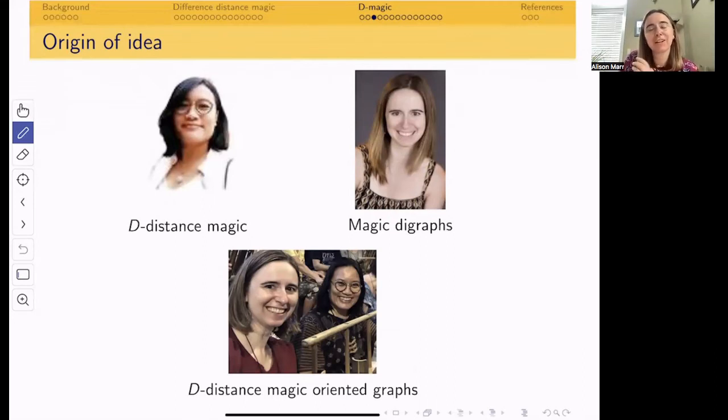And so, I had a sabbatical in spring of 2020. I went over to Indonesia in January and February of 2020 and did some work with Rino on combining our two passions, my work with magic directed graphs and her D-distance magic. And we created this definition for D-distance oriented graphs.